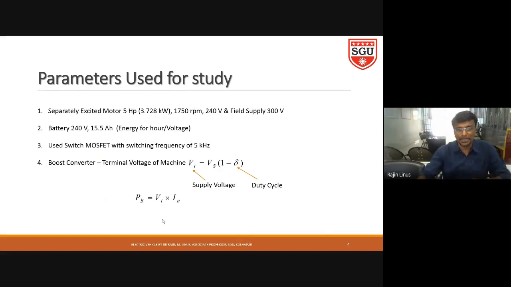The reason behind this is, we know the circuit of the boost converter: the switch, the chopper, is connected in parallel to the line, so that during on time the inductor will store energy. Then when we open it, power will be fed back to the load through the diode.